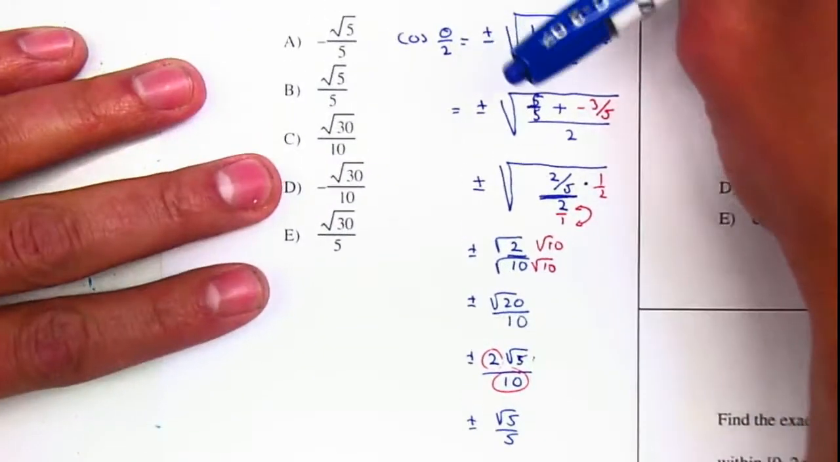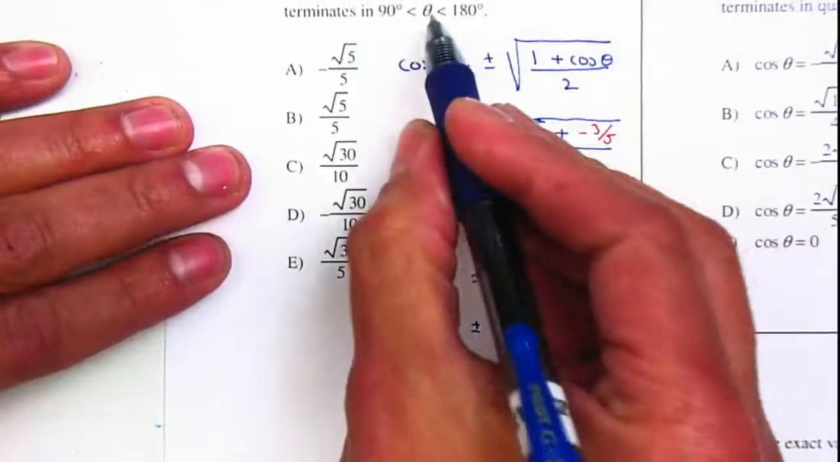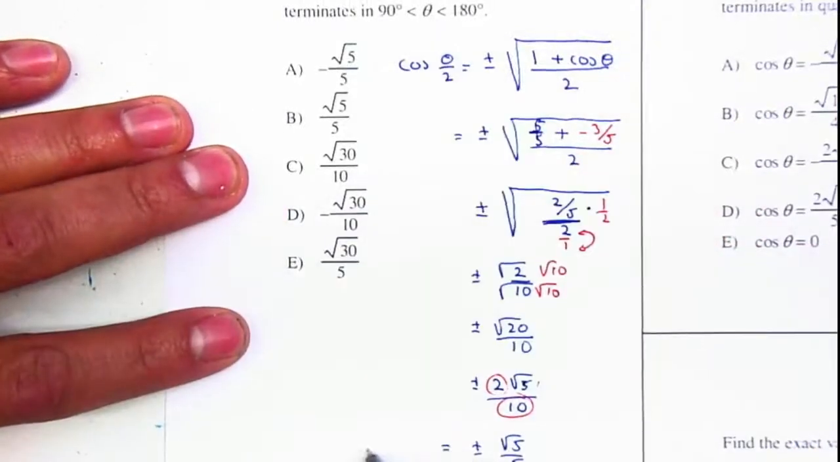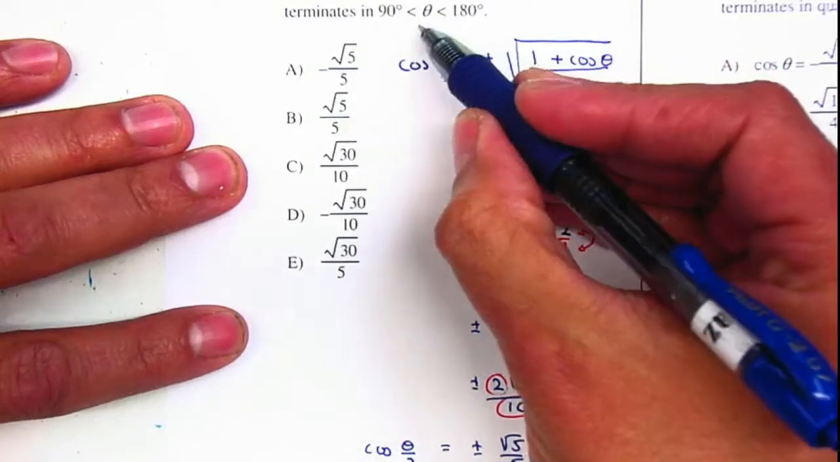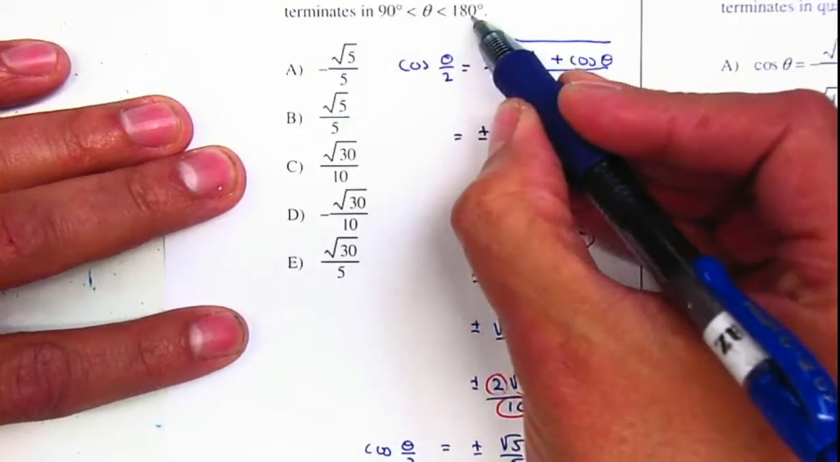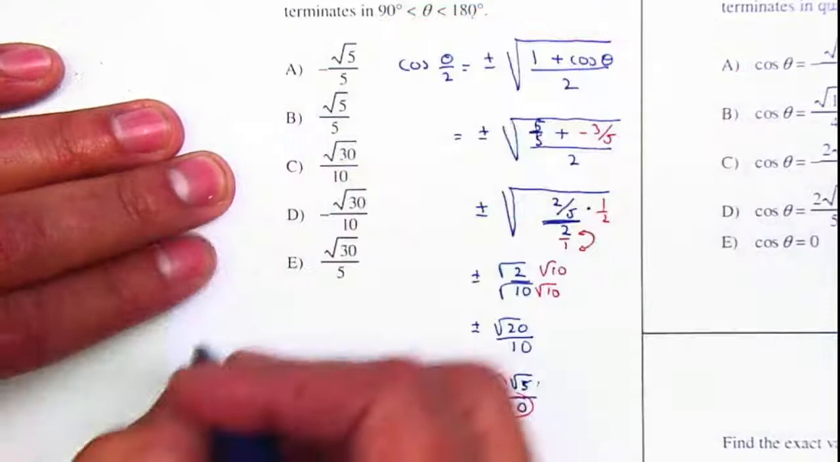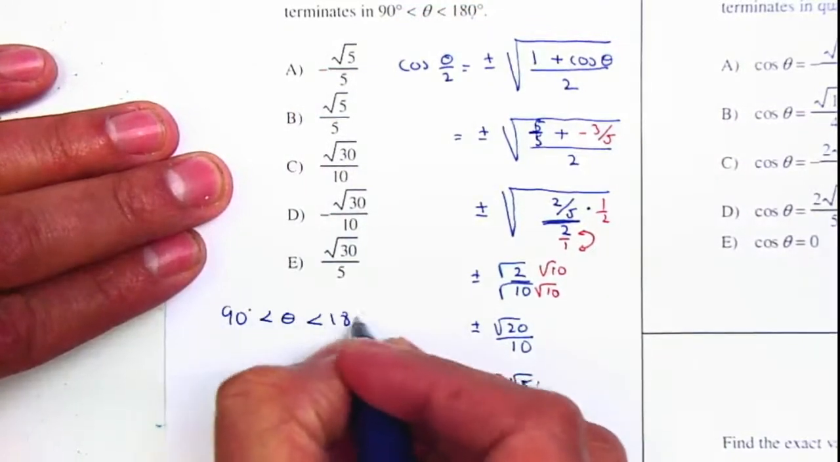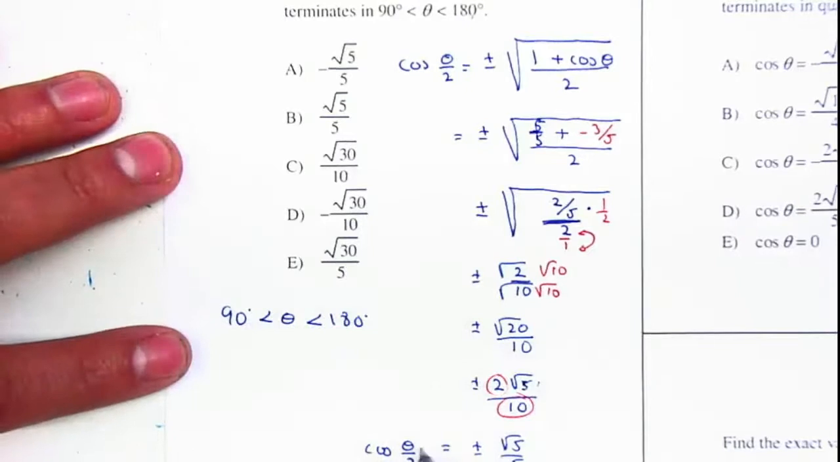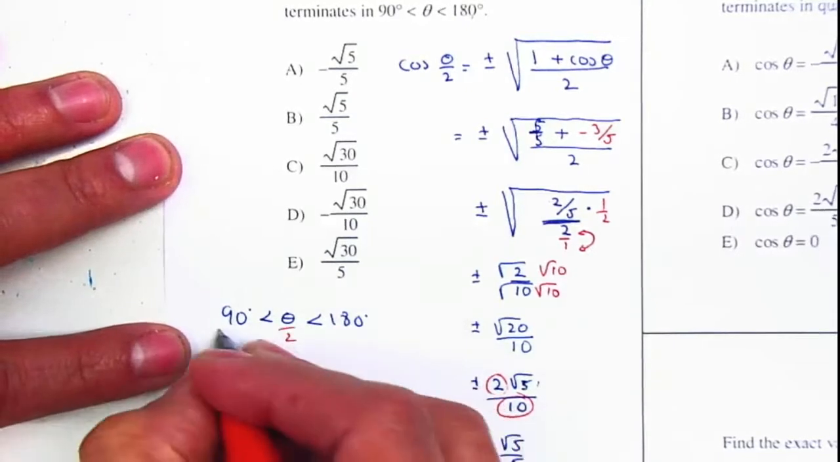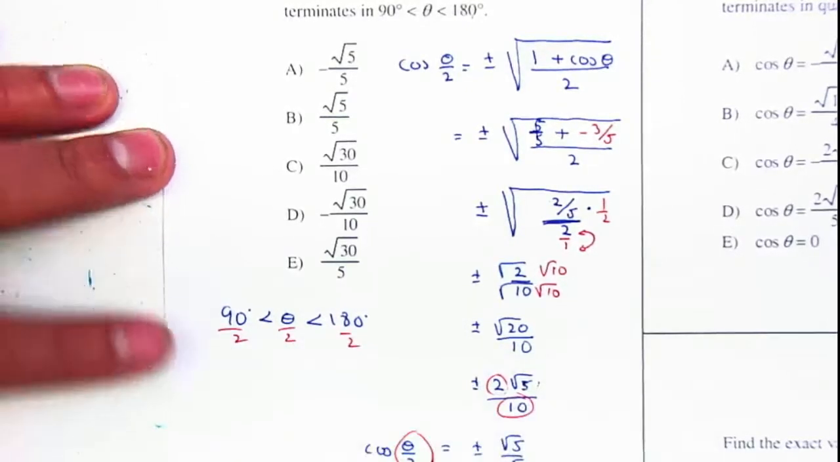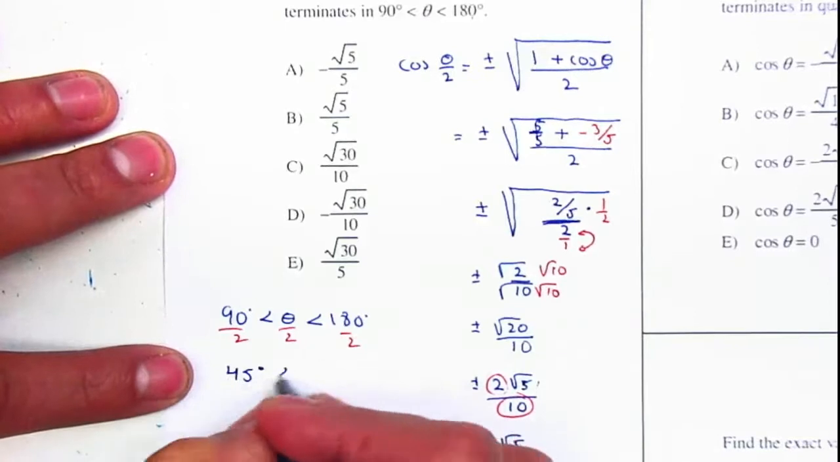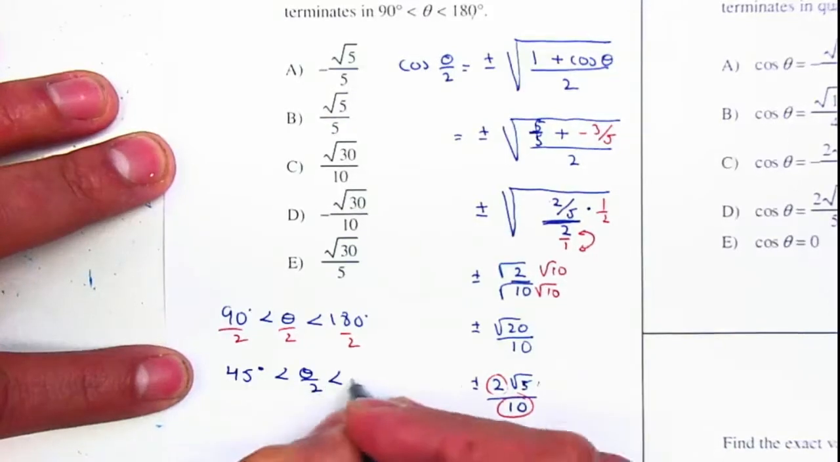Now we have to decide if it's positive or negative. They tell you that your angle, so this is the cosine of theta divided by 2. They tell me that my angle is between 90 degrees and 180. So therefore if I divide everything by 2, because I'm looking for half of the angle, this is what I have here. I'm going to divide by 2, divide by 2, divide by 2. That gives me 45 degrees is less than theta divided by 2, which is less than 90 degrees.